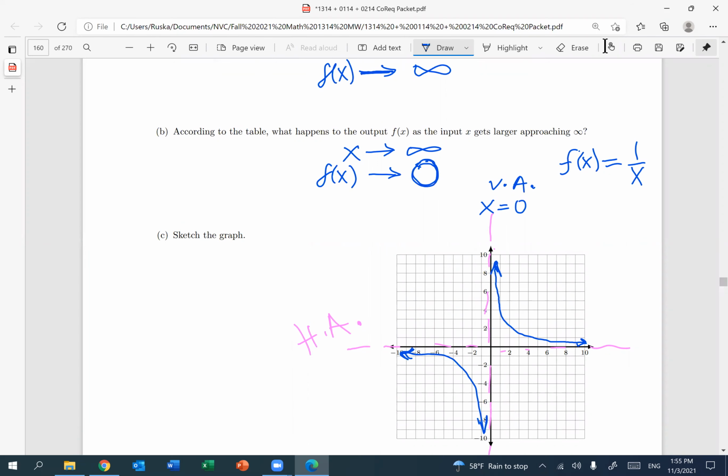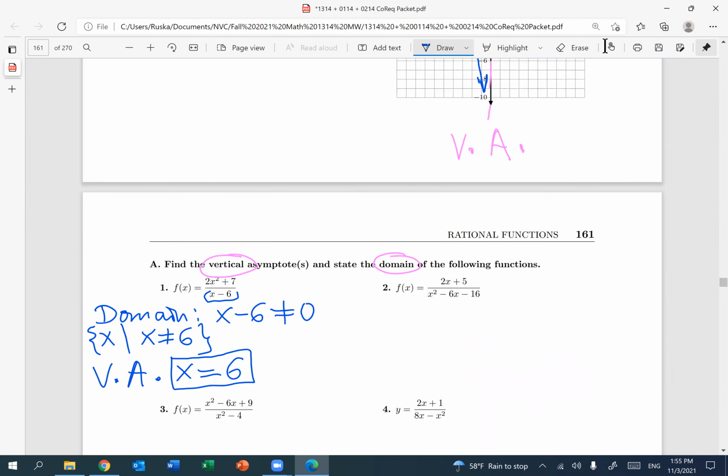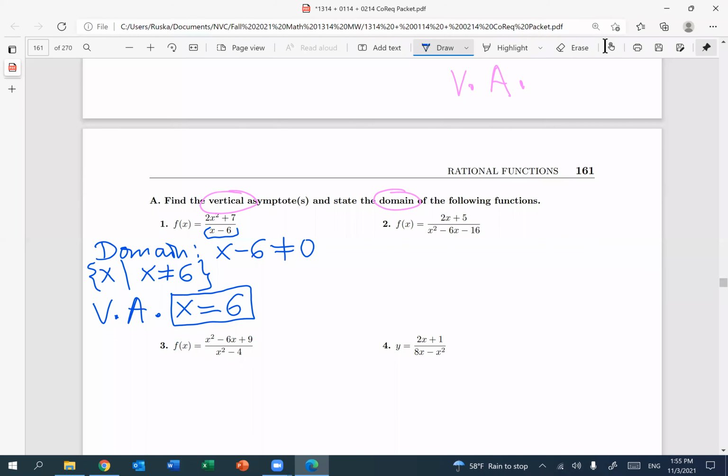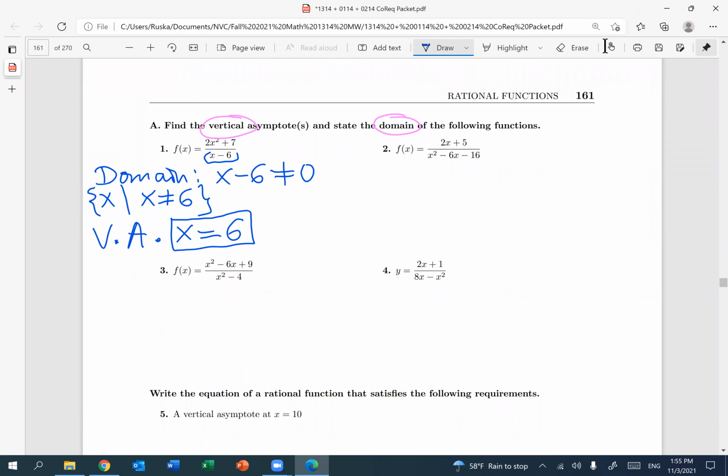Everybody understand that? So for a rational function, you have vertical asymptotes in the places where the domain is undefined. Make sense? So when you find the vertical asymptote and when you find the domain, you're just working with the bottom and you solve it equals 0. So the domain is not equal to 0, and the vertical asymptote is equal to 0. That's the difference. You got it? That's easy, right? Let's do one more. Pick one: 2, 3, or 4. Which one do you want me to do?